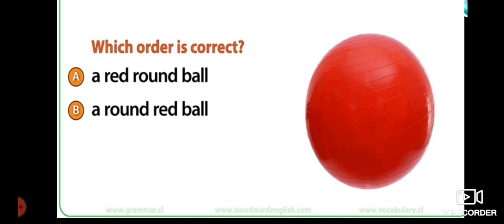A round red ball. So I hope children you have understood that there is no limit in using adjectives in a sentence. However, adjectives cannot be put in any order. Adjectives must be in the proper order, and that is size, shape and color.